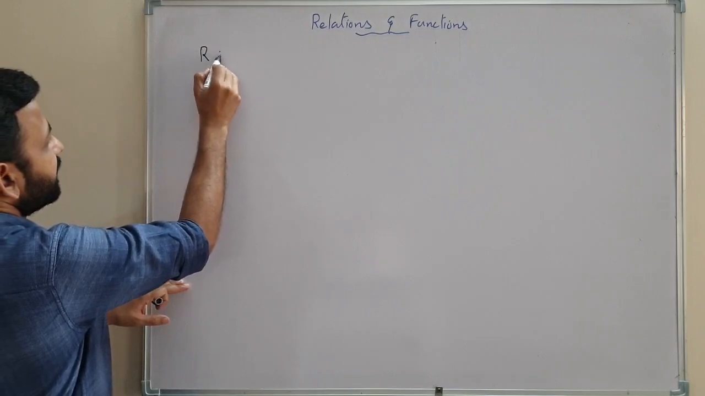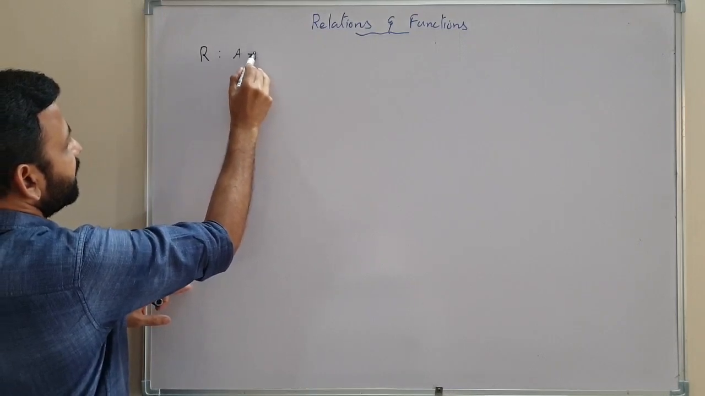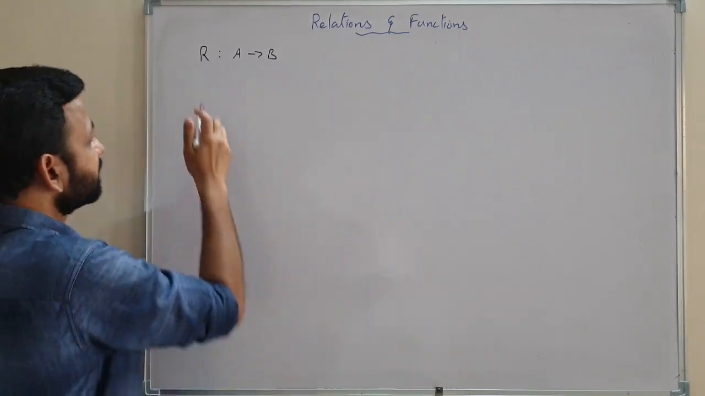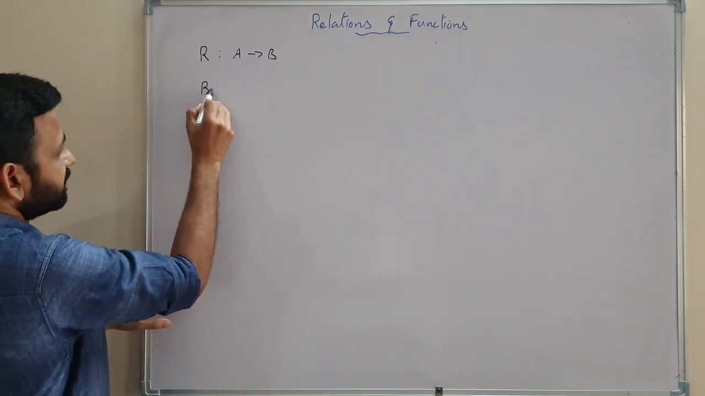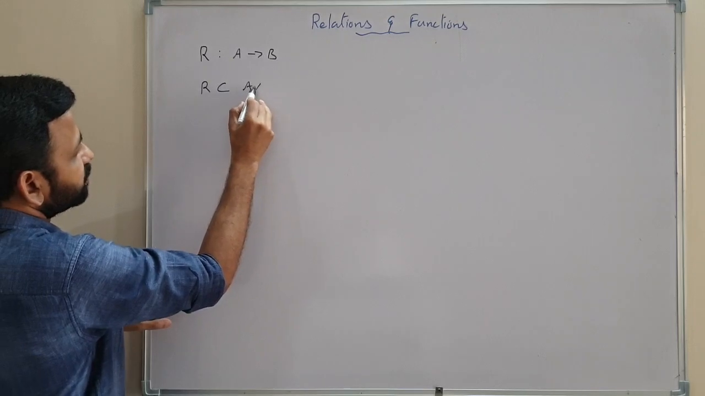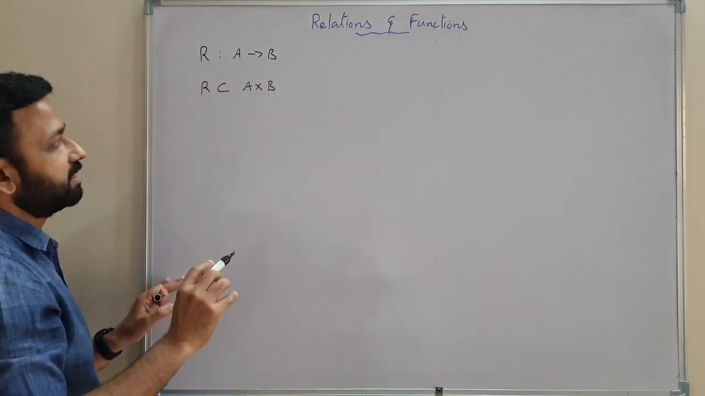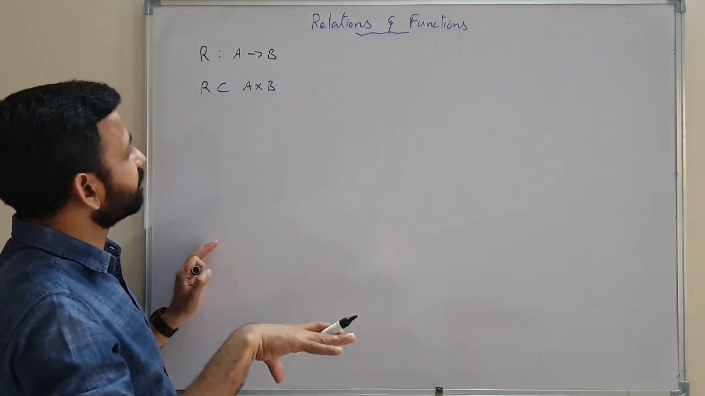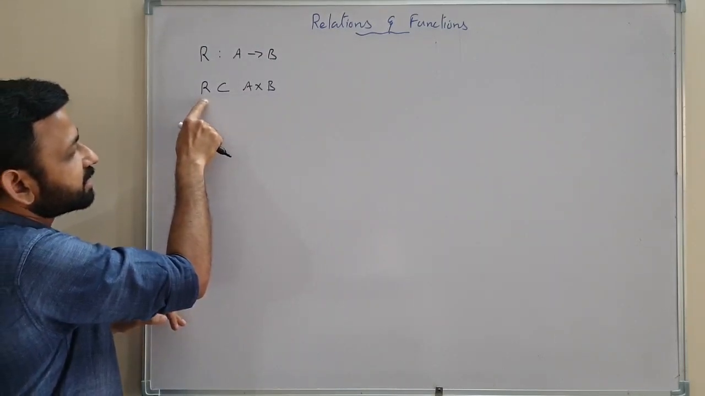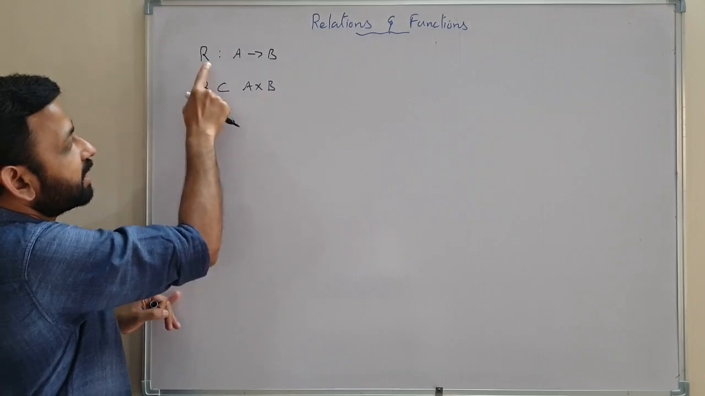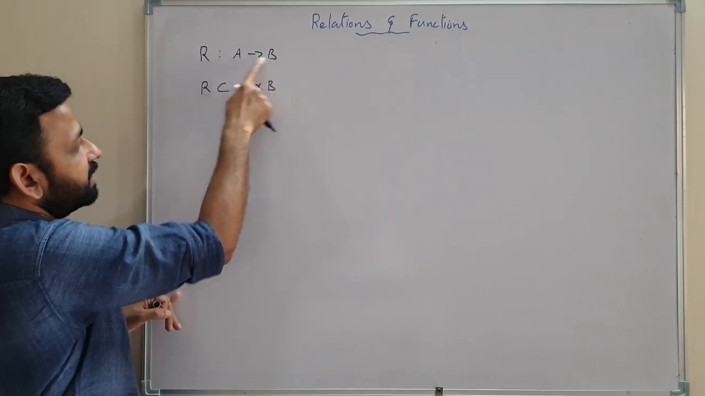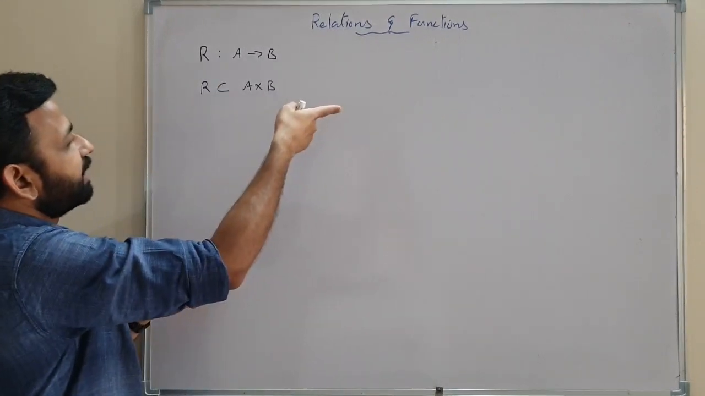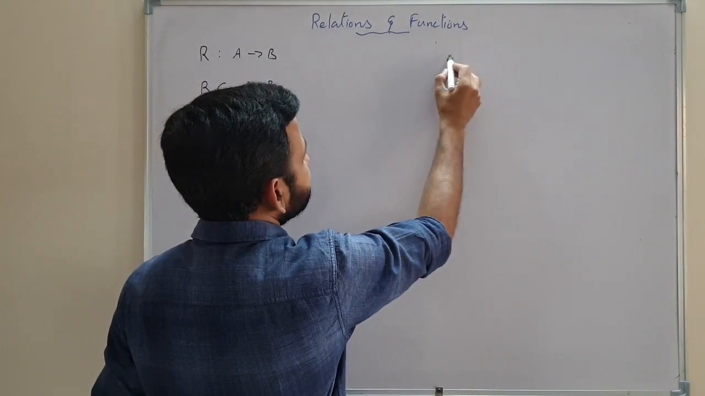Let R be a relation from set A to set B. Here A and B are non-empty sets. Then that relation is a subset of A cross B, that is the Cartesian product of A and B, or cross product of A and B. So a relation from set A to set B is a subset of A cross B. The same way we can define a relation in a set.